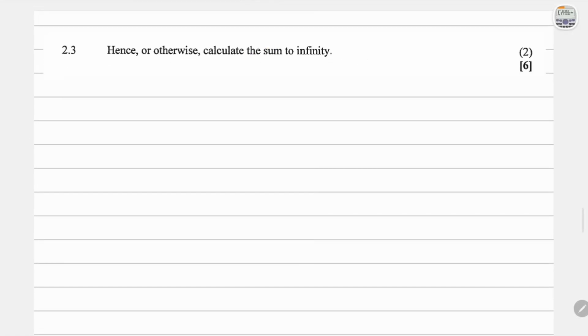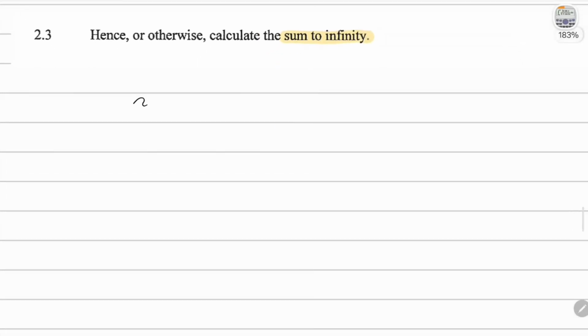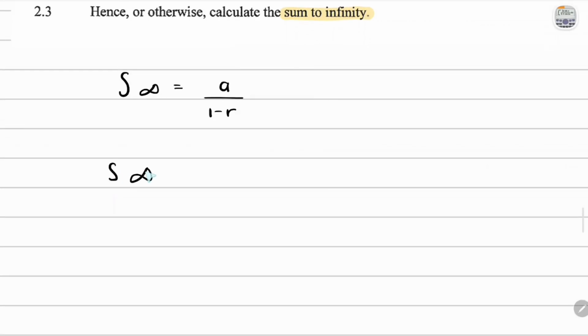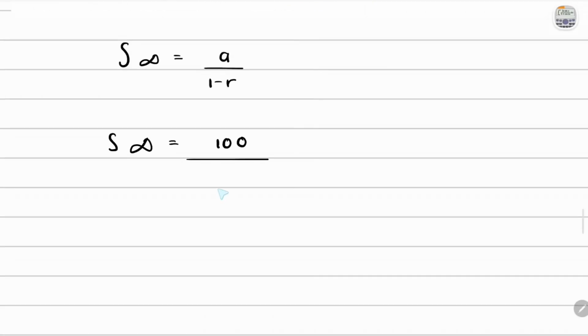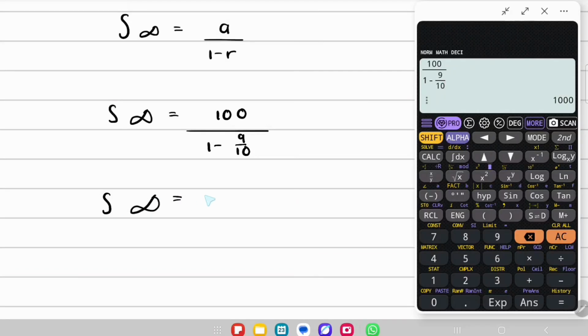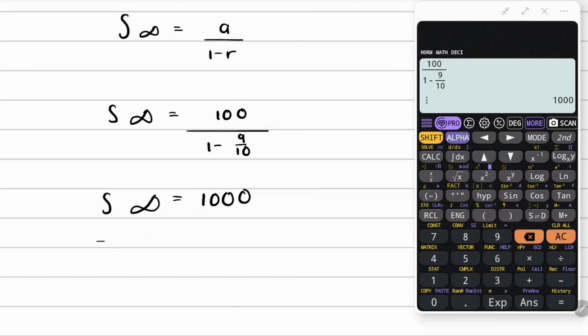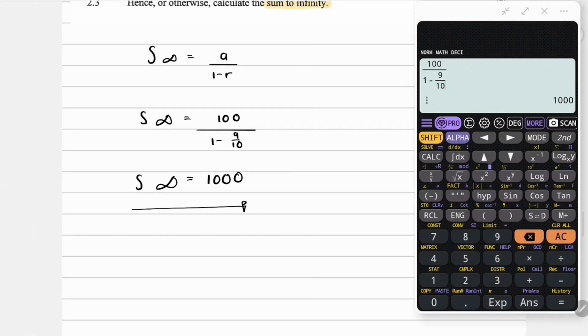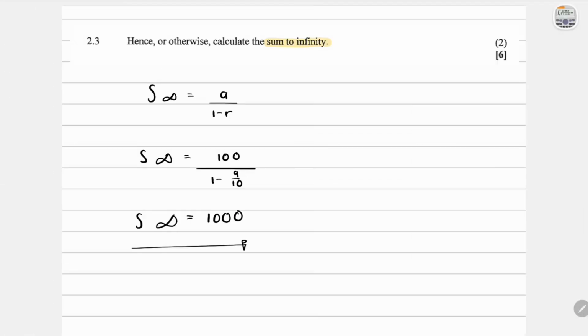Question 2.3 says, hence or otherwise calculate the sum to infinity. The sum to infinity formula is a over 1 minus r, so all we need is the value of a and r. We already know these values. a is 100 and r is 9 over 10, so that's 1 minus 9 over 10. We find out exactly what this is, and the sum to infinity is 1000. That is our answer, and that is it for question 2.